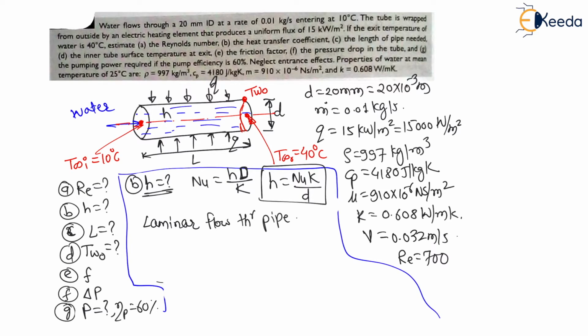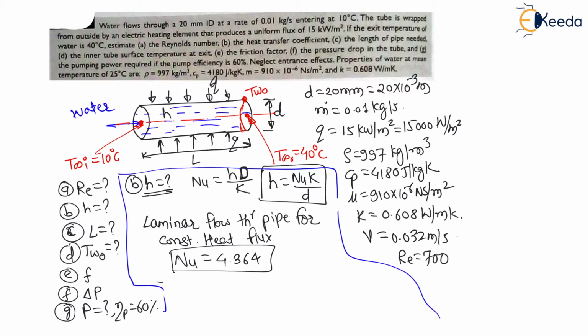Laminar flow through pipe. For laminar flow through pipe, we have two values of Nusselt number. One is for constant wall temperature, the other one is for constant heat flux. And here they have mentioned uniform flux, that is constant heat flux. Therefore, for constant or uniform heat flux, the Nusselt number value we have seen is 4.364.